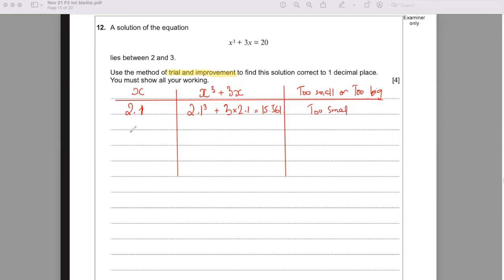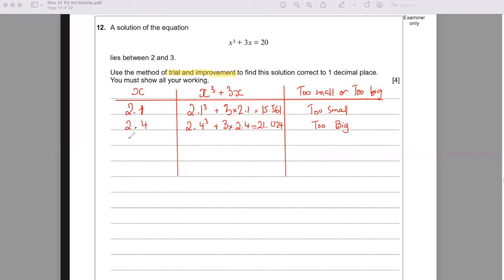And I need to try something closer to 20, so I will jump to 2.4. Again, it's personal preference. You can try a different number, 2.3 for example, it's up to you. Exactly the same. Just plug that in your calculator, and I would get 21.024. Now, this is too big because it's bigger than 20. The aim is you need 2 consecutive numbers. Consecutive means 2.4 and 2.3, for example, or 2.4 and 2.5. One of them has to be too big, one of them has to be too small.